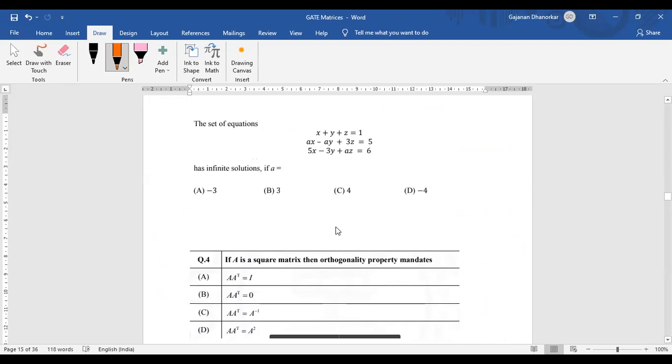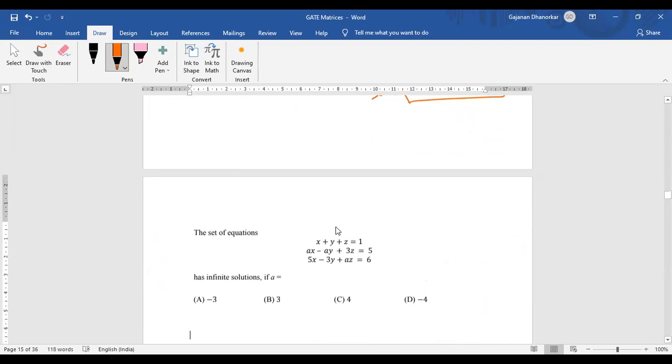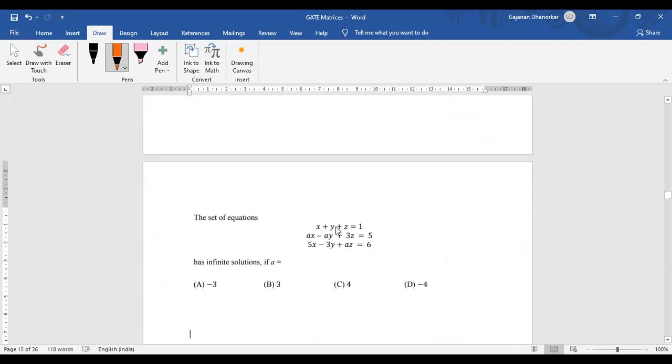Now this problem is having infinite solutions. This problem is here again from your GATE exam. Let's go. I will write here AB. I will solve this first. 1, 1, 1, 1; A, minus A, 3, 5; 5, minus 3A, 6. Convert into echelon form.